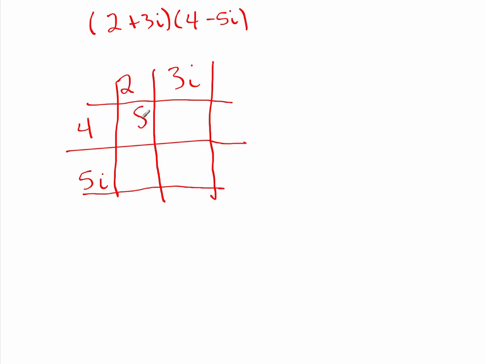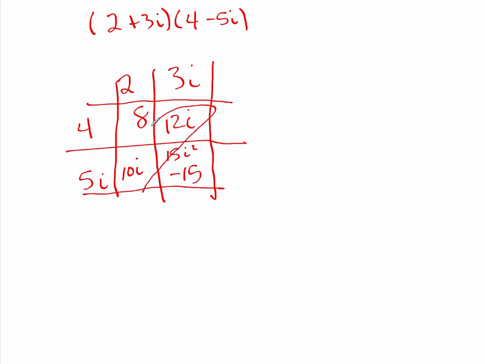2 times 4 is 8. 4 times 3i is 12i. 5i times 2 is 10i. And this is, what is this? 5i times 3i is 15i squared, or negative 15.